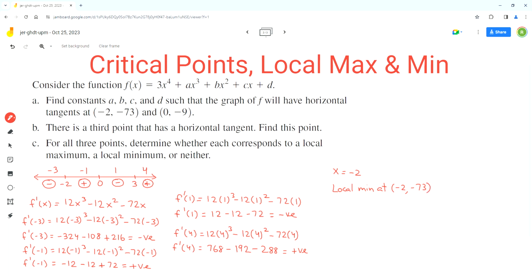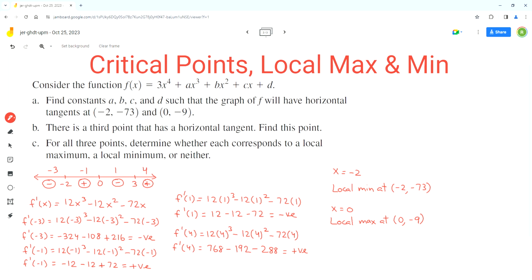Now we can analyze the second critical number, x equals 0. To the left side of x equals 0, the function is increasing, and to the right side, the function is decreasing. So that means there is a local maximum at (0, -9), the critical point for which the critical number is x equals 0.